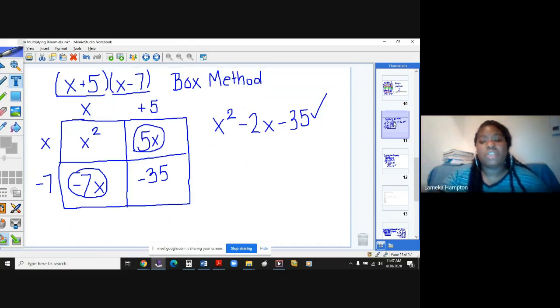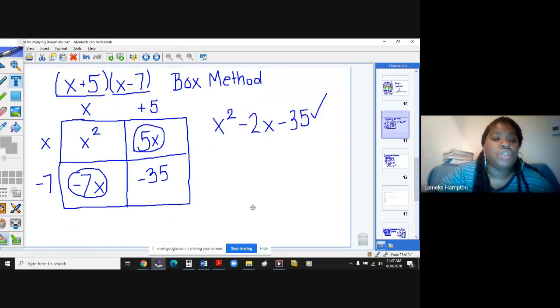So the next method that I want to show you is called the box method. And it's exactly what it says it is. It's a box, and you are going to solve these binomials by using the box method. Now, again, to be 100% honest, I remember learning this method when I was in school, but I honestly didn't like it, I guess, at the time. I don't know why I didn't like it, but it took one of my former students to reintroduce me to this method, and now I'm in love with it. So I guess that's just kind of how it goes, right?